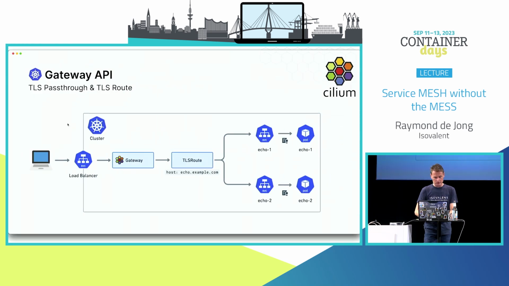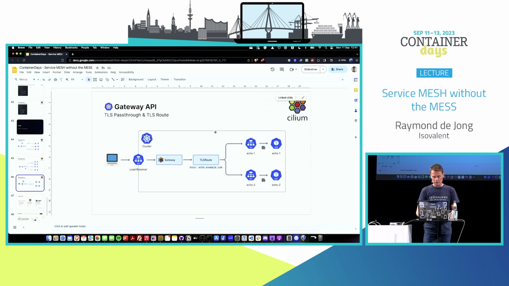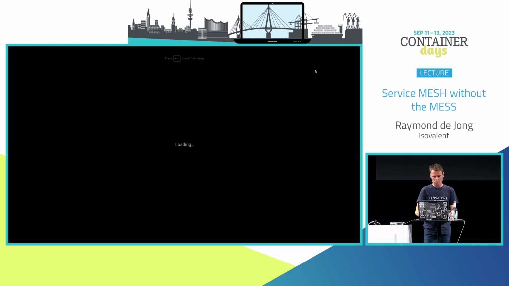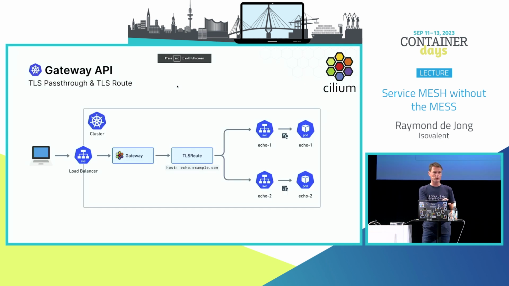Final example is that of a TLS pass-through and TLS route. So this allows you to not decrypt traffic, but instead forward it to the application based on a host, based on a specific TLS route. So instead of HTTP routes, we configure TLS routes. This is a new type of resource. And then we rely on the application to do the decryption of that traffic.